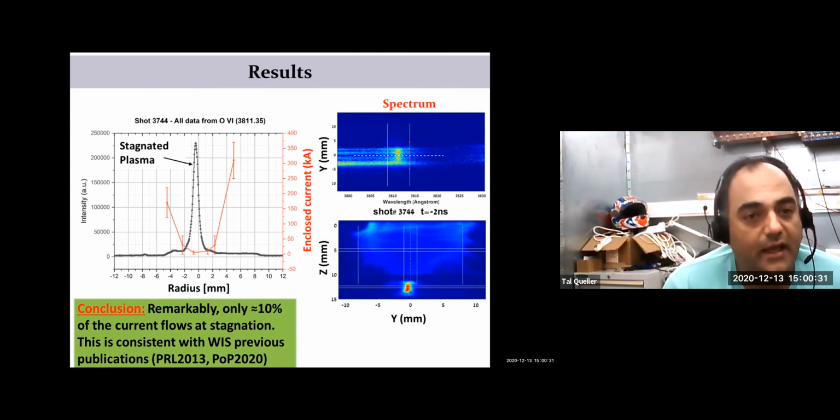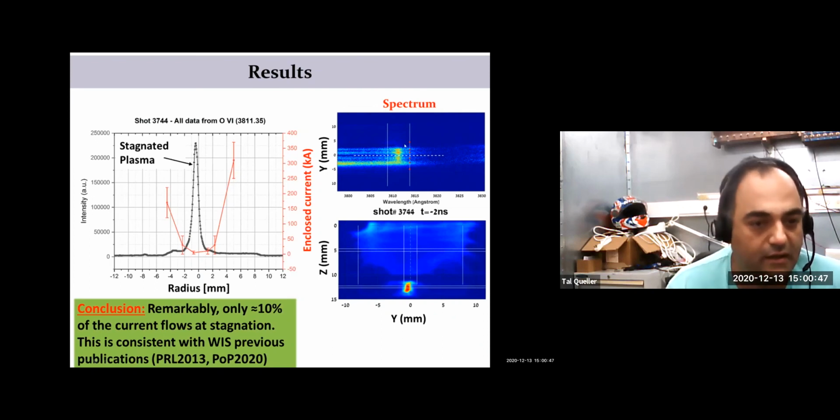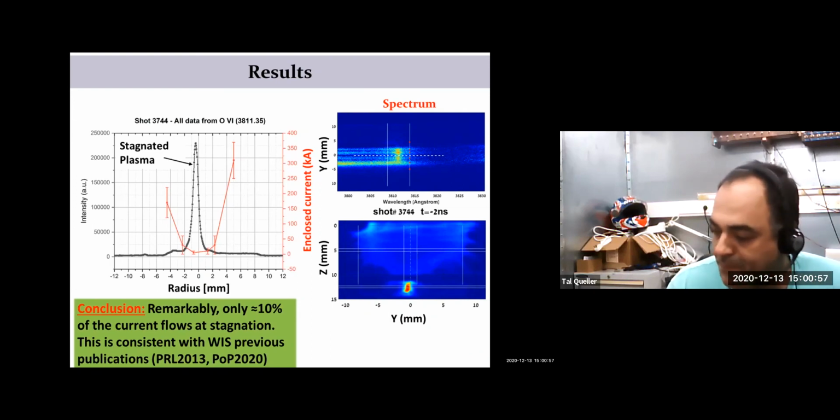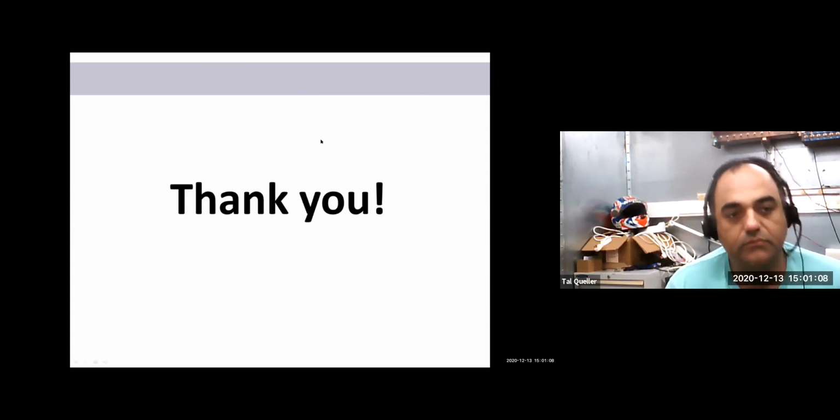I'm finishing. We always had the feeling, because of our measurements, that this is the situation, but now we can say definitively that no current or very, very little current flows in the stagnated plasma. And this has a lot of implications which are far out of the scope of the time of this talk. So I hope you'll hear about them soon. And thank you. This is it.